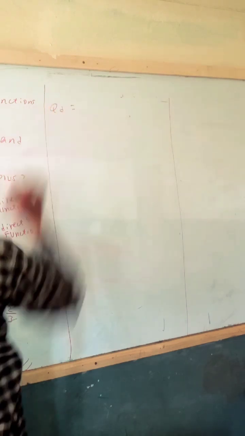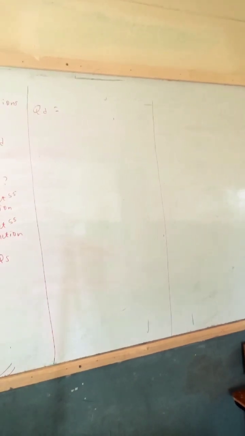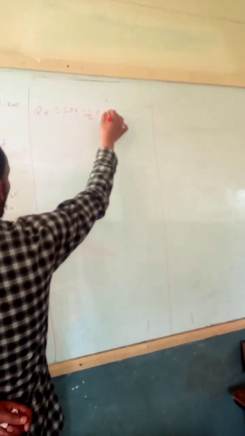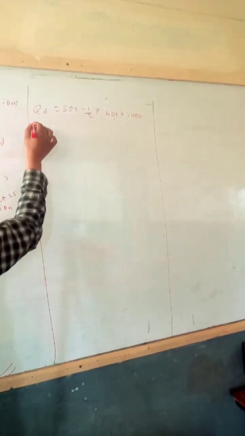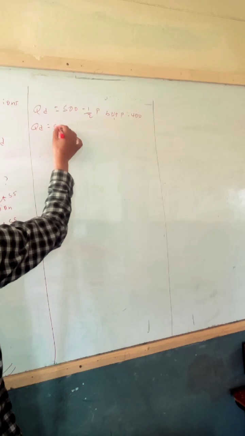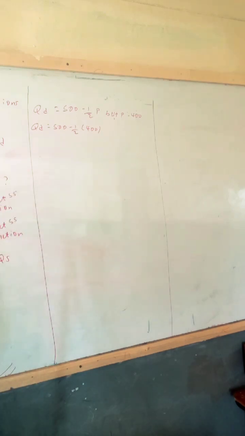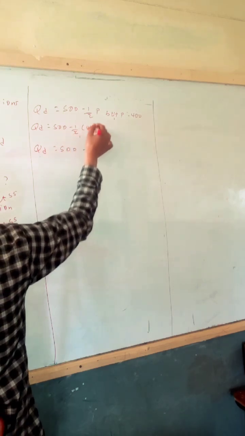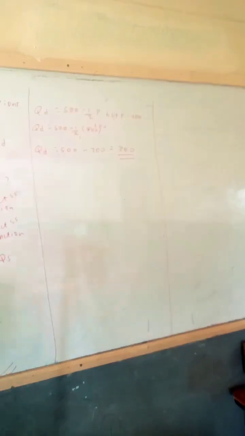Therefore, we have the quantity demand function equals 500 minus 1 over 2 P, but P is equal to 400. Therefore, quantity demand is equal to 500 minus 1 over 2 times 400. Then we can divide 400 by 2, so quantity demand is equal to 500 minus 200, which is 300. Therefore, equilibrium level of quantity is equal to 300.